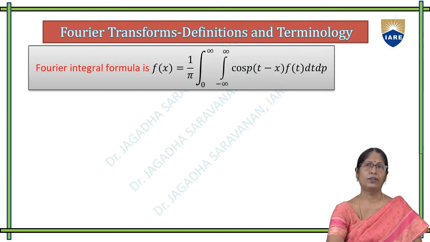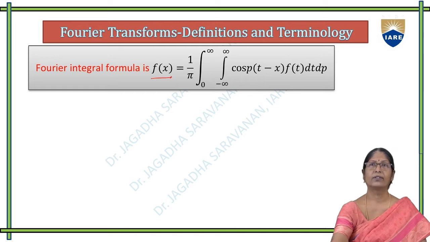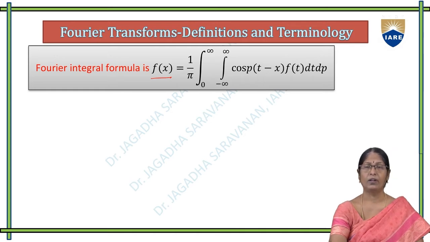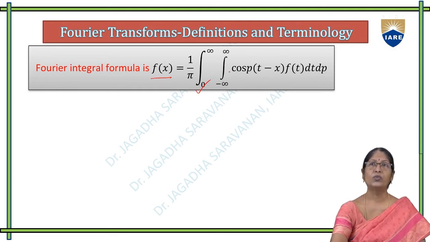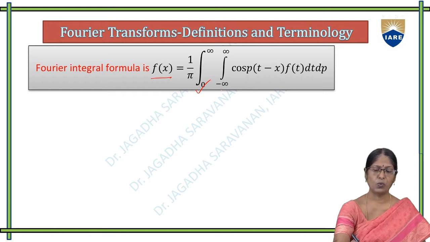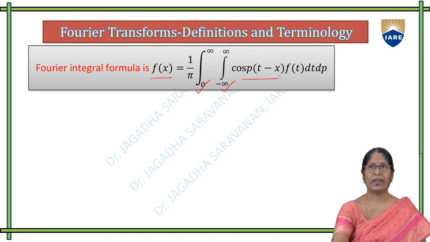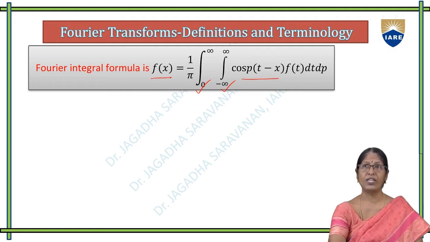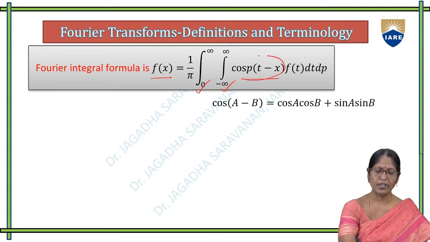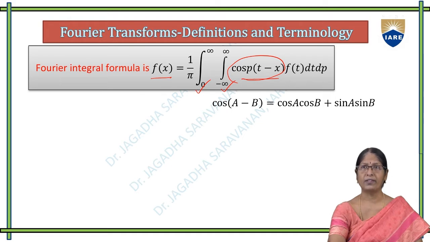The very first formula, the Fourier integral formula: f of x, that is a function which is given, is equal to 1 by pi integral 0 to infinity, integral minus infinity to infinity, cos p of (t minus x) into f of t dt dp.